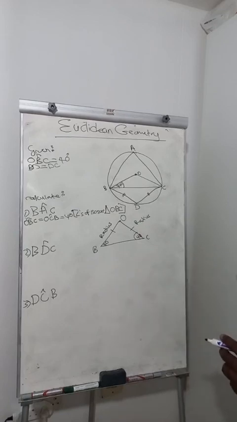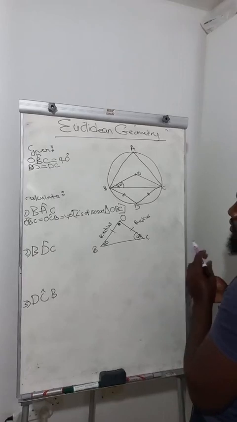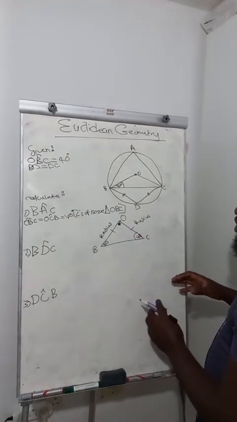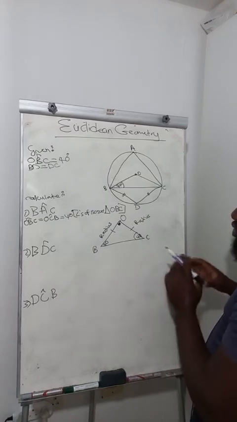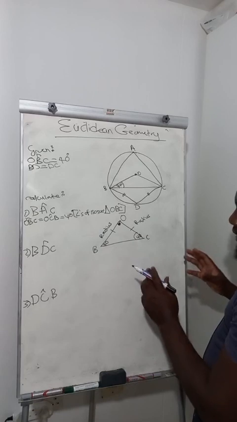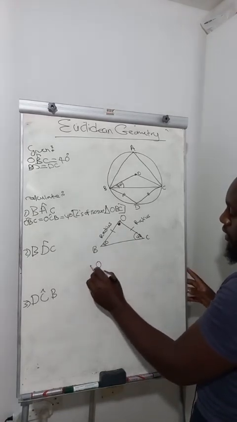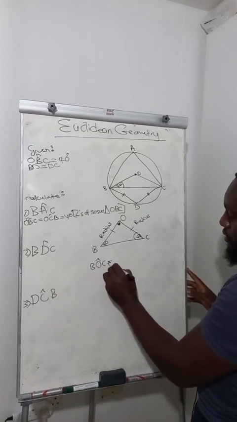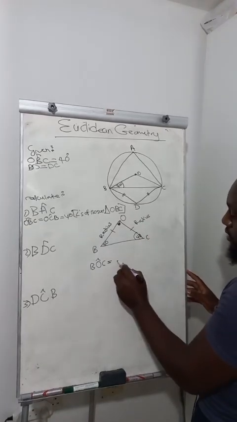So now find this angle which is here. To find angle O, you're going to use the sum of angles of a triangle, which equate to 180. So you will say angle BOC is equal to what?